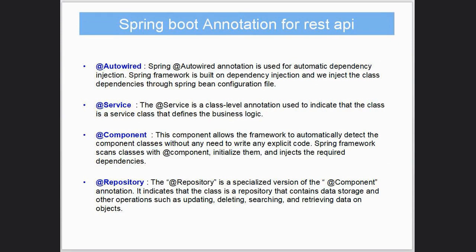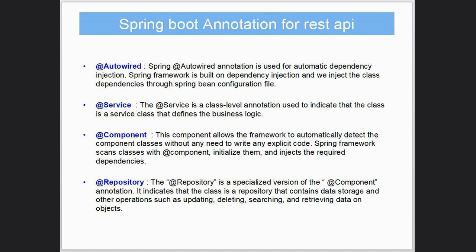The next annotation is @Autowired. This is the most important annotation. The Spring @Autowired annotation is used for automatic dependency injection. As we know, the Spring framework is built on dependency injection, and we inject the class dependencies through the Spring Bean configuration file. So, the @Autowired annotation is mostly used in Spring Boot.